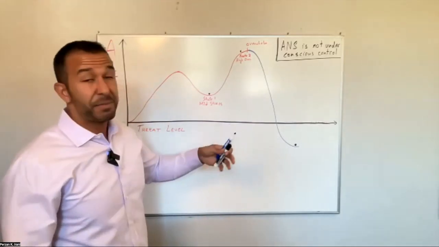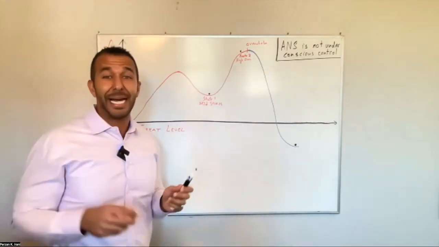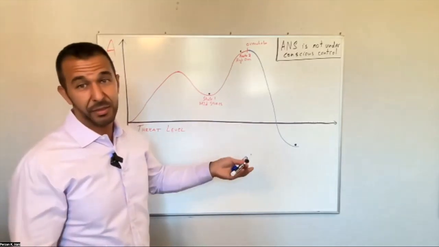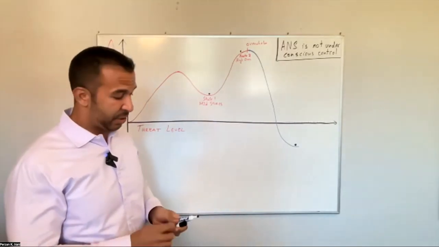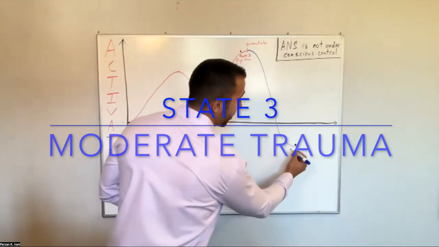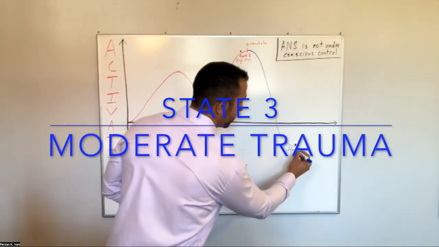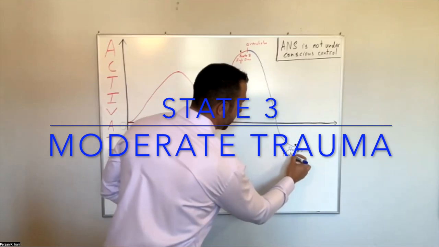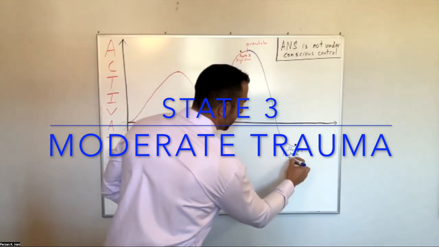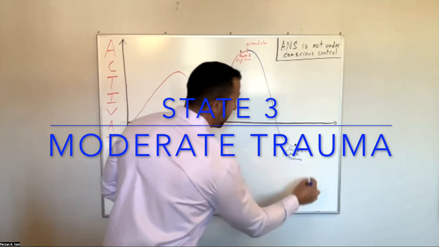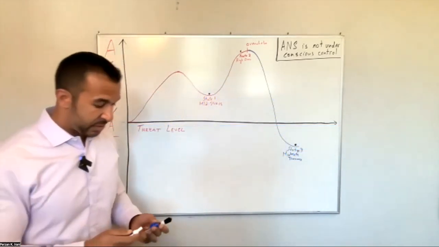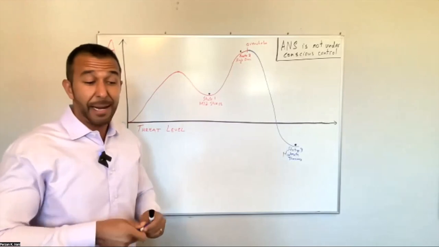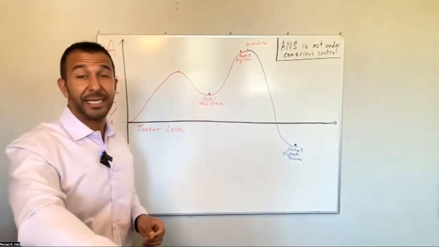So what happens is you play dead, right? You collapse, your system goes into state three, which is called moderate trauma. State 3. Okay. So you collapse. You appear dead to the bear.